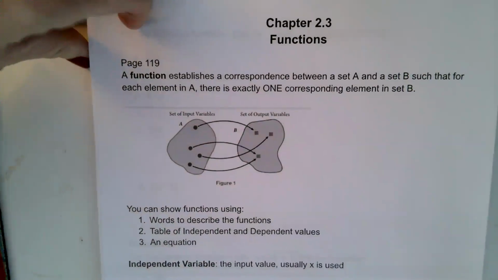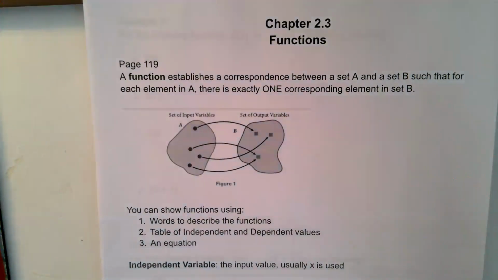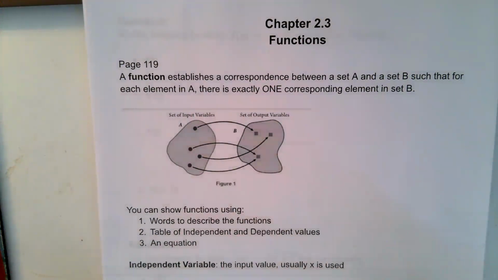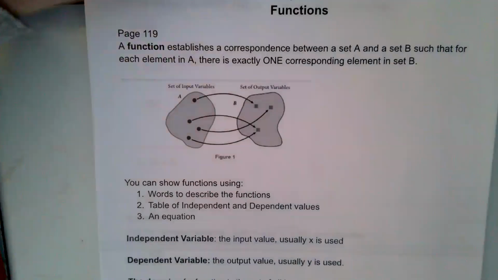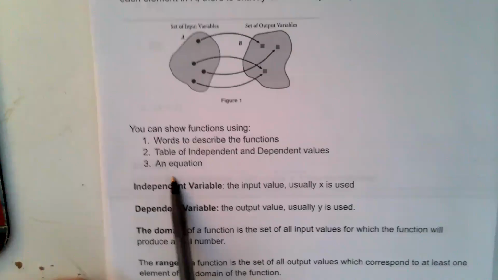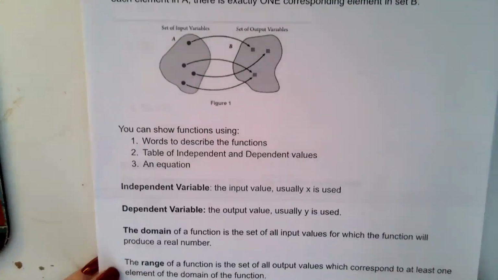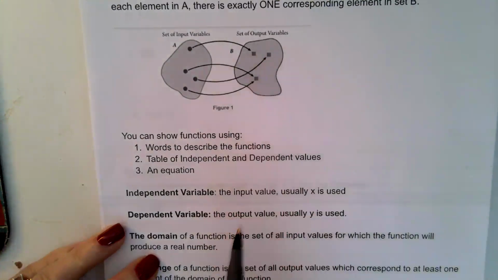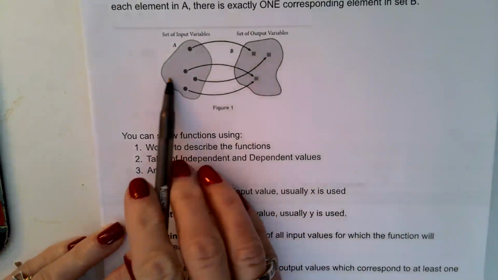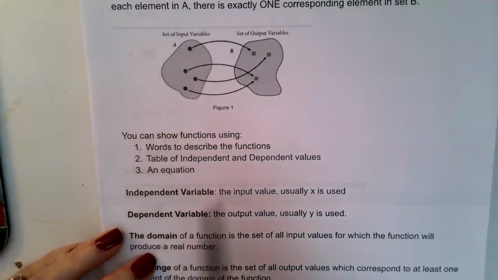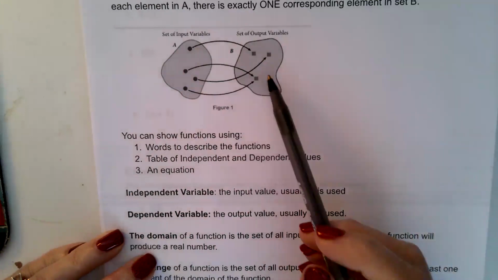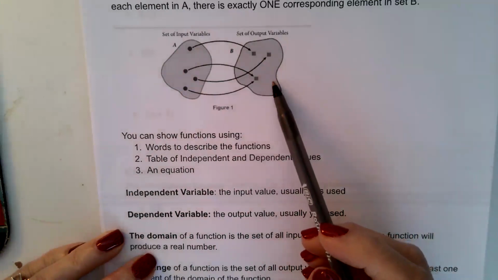Today we're going to look at functions. Functions are basically just a way to describe how a set of inputs are related to a set of outputs. Inputs are usually what we call our independent variable. They are not dependent on what happens with the output. Okay, we usually use X to refer to our input variables. The dependent variable depends on what happened with the independent variable. They're usually used with the letter Y.